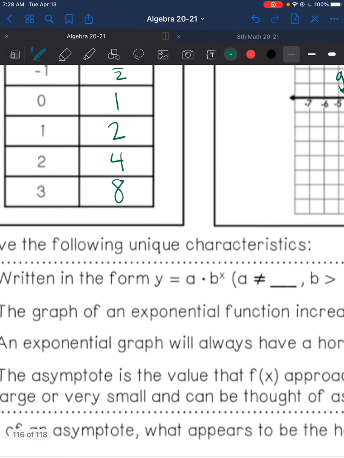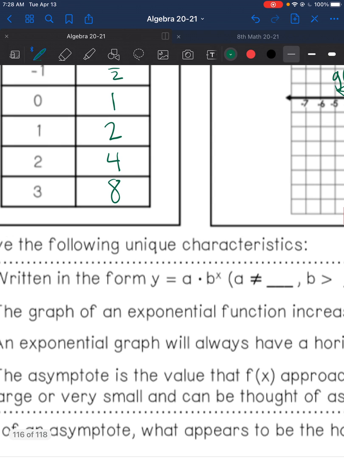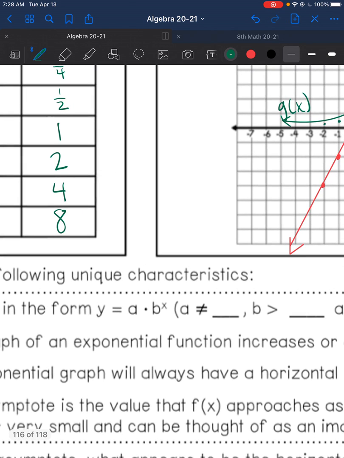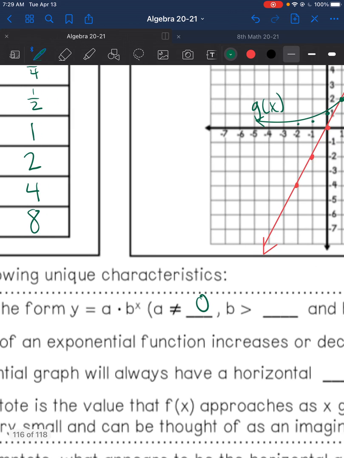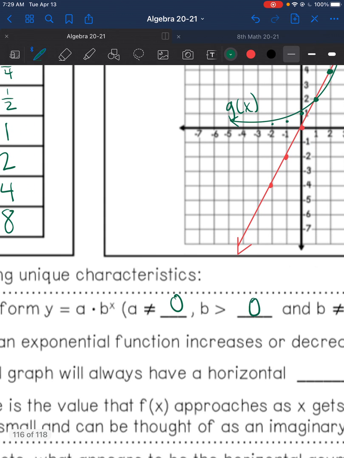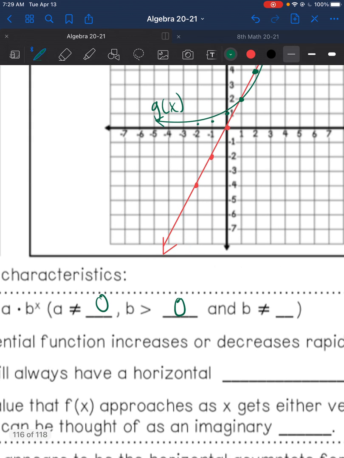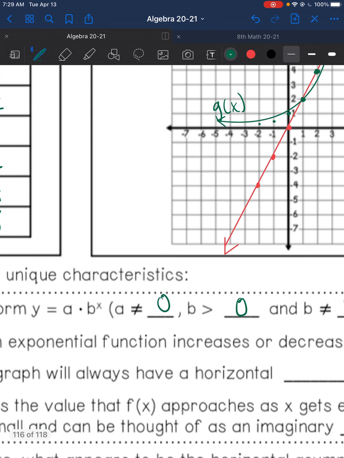It's written in the form of y equals a times b to the x, where a cannot equal 0, b is greater than 0, and b cannot equal 1. So b cannot equal 1. A can't be 0, b has to be greater than 0 and cannot equal 1. So it can be something other than that, but it cannot equal 1.